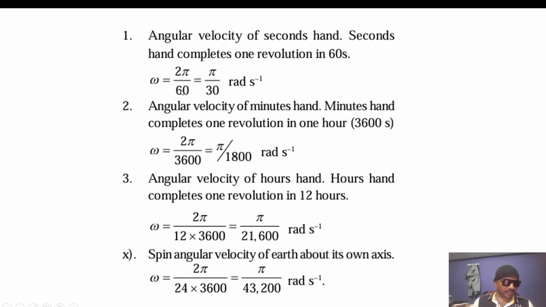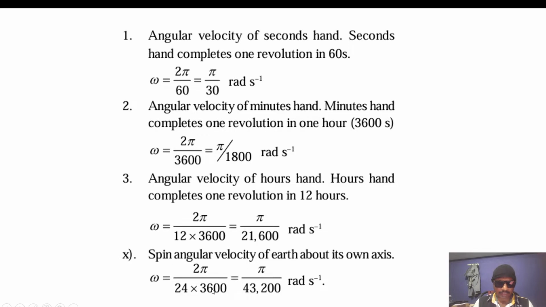Quick revision: angular velocity of the seconds hand. The seconds hand completes one revolution in 60 seconds, so omega equals 2 pi by 60, that is pi by 30 radians per second. Next, the minute hand completes one revolution in 1 hour, 3600 seconds, so omega equals 2 pi by 3600, that is pi by 1800 radians per second. Next, the hour hand: 2 pi by 12 hours.